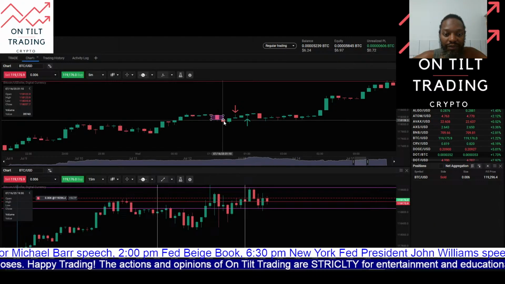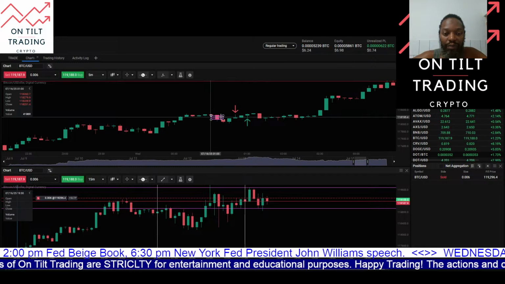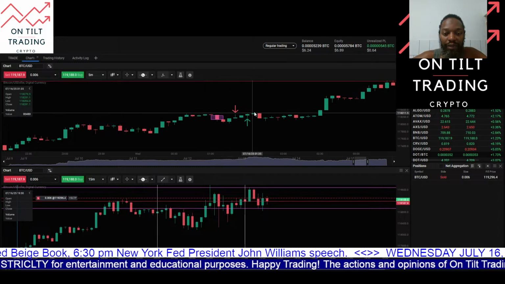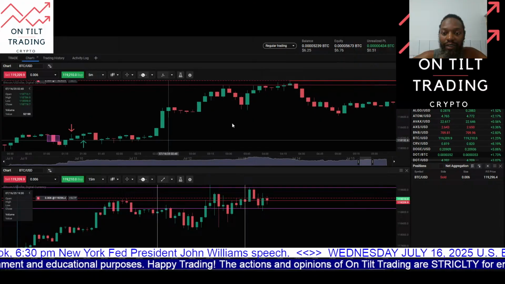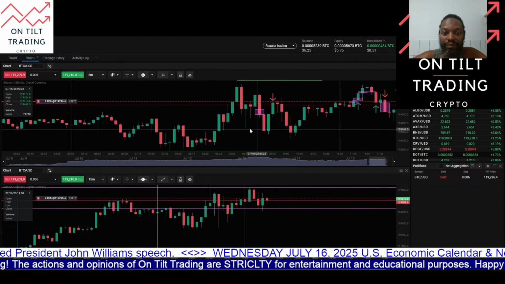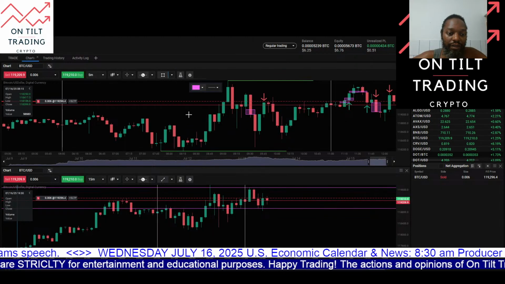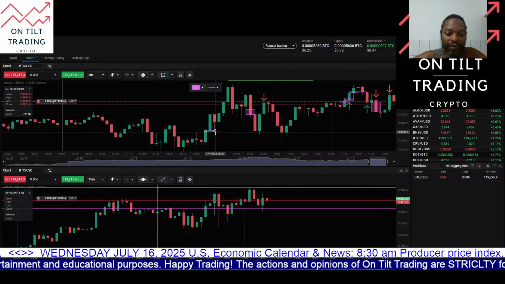Some displacement, very little displacement. Took the pullback here on the order block, and then stopped out. And you can see price goes the other way here. Then we move into the New York AM session here. Missing an order block. Missing a fair value gap here.